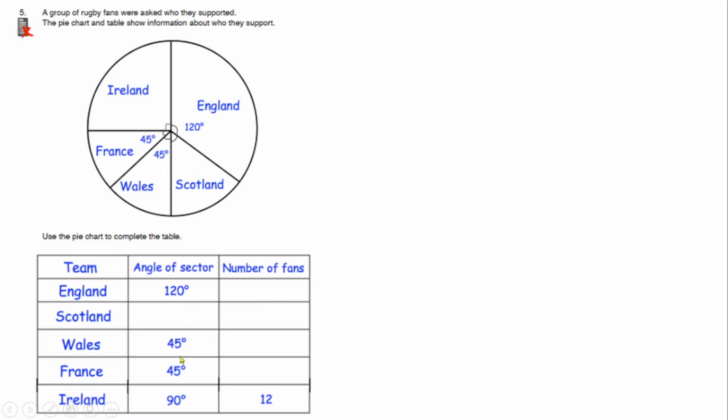So here we are given the sectorial angle for each of the teams. Then we need to know the number of fans for each team. The first thing is that we know the sectorial angle for all of these except for Scotland, and we should know that all these angles are meant to add up to 360. Since this one is the only one missing, you can add these together and remove the sum from 360 to give us the number of supporters for Scotland.